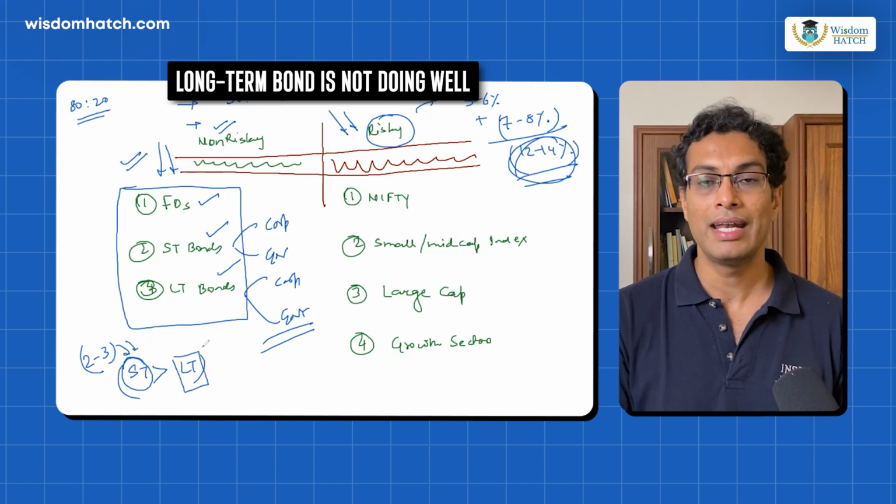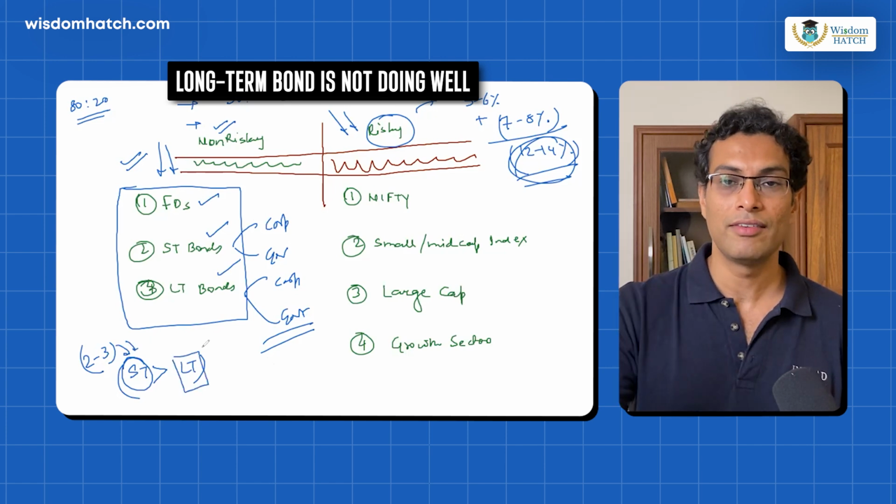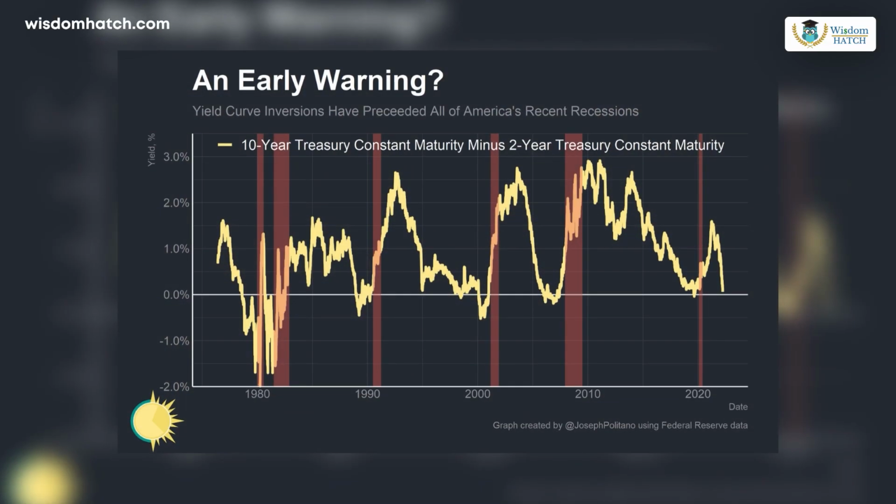Long-term bonds may, unless the yield curve is re-inverted. Now, what is the meaning of yield curve getting re-inverted? I'll explain that in a minute. But structurally, long-term bonds are not doing that well. So let me quickly explain what is the re-inversion of the yield curve.